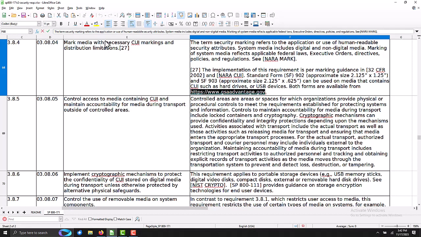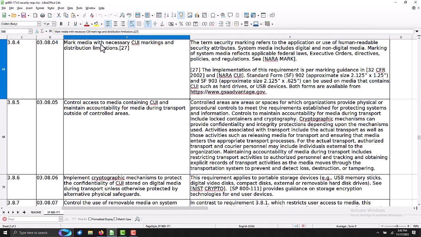If you do know what it is, and you're already here for today's control, if you look down here, our control for the day is 3.8.4. And it says, mark media with necessary CUI markings and distribution limitations.